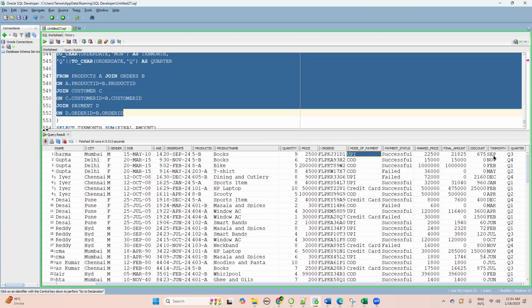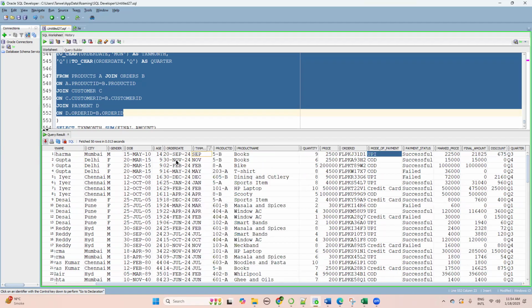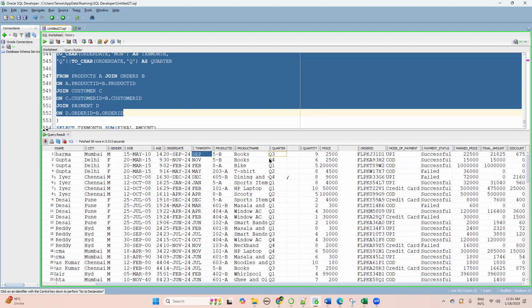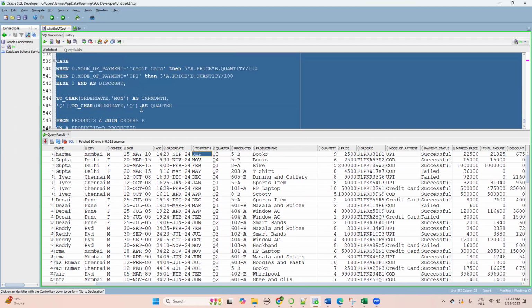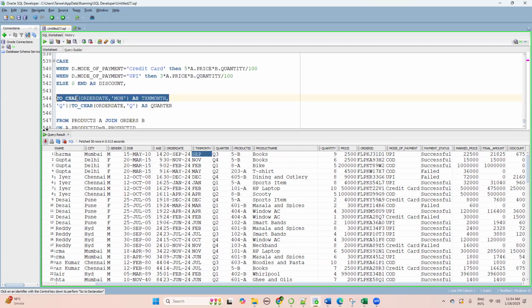When he made this transaction, it was September. See this, the order date, it was September, right? And which quarter is this in? Third quarter. Now, how did we extract this month? This command, TO_CHAR order_date MON. If you write it, the engine will understand what we want to do.